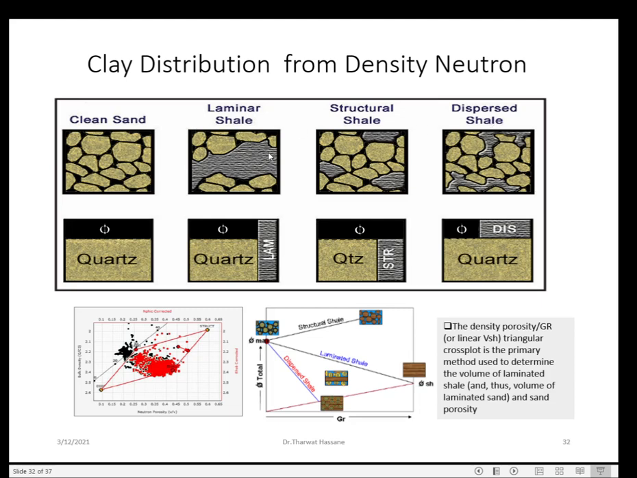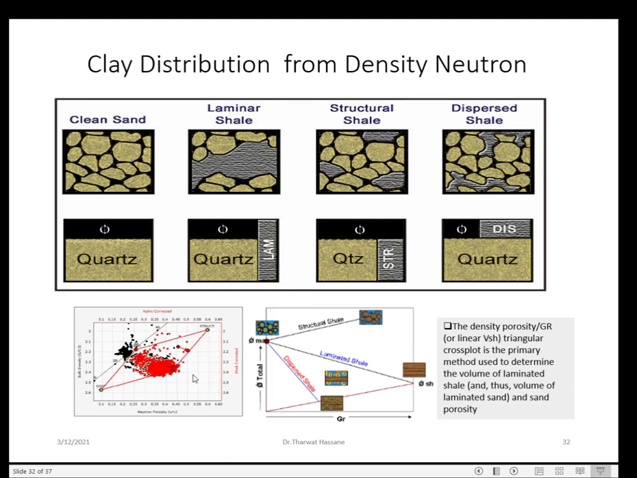For the laminar, you will see this kind of clay has already replaced the grain size and filled the porosity. That's why it affects the porosity and the grain size, which is not good. For structural, it doesn't have any effect on the porosity, but it affects the matrix. For dispersed, it affects the porosity because it fills the pore space, but doesn't do so with the grain. So the grain matrix is the same, but it fills the pore space, which is why the porosity is decreased.